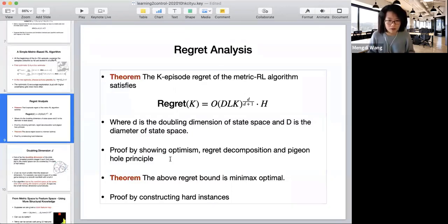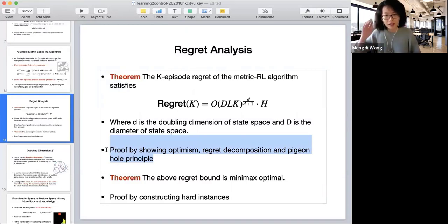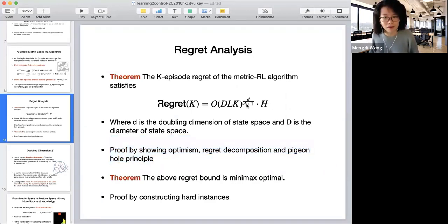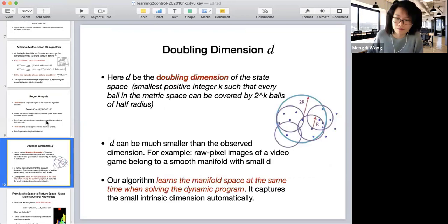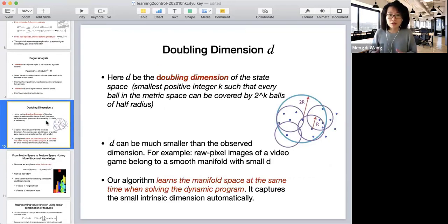This proof can actually be done in about one page. It's a pretty intuitive proof, combining dynamic programming together with nearest neighbor search. And we can also show that this regret bound is minimax optimal, in the sense that there are problems that are fundamentally hard enough so that no algorithm can do better than this regret bound. What's interesting here is the little d, which showed up in the regret bound, the doubling dimension. The doubling dimension, by definition, means that, okay, so I have a set of points, right?